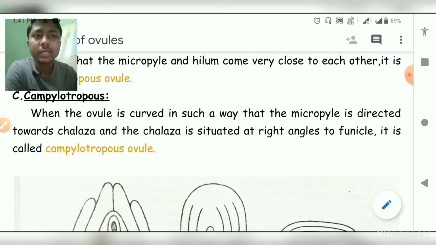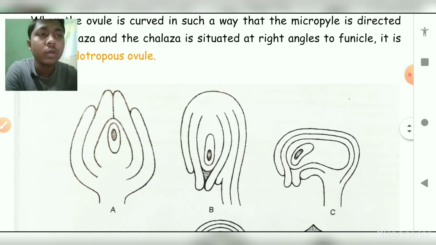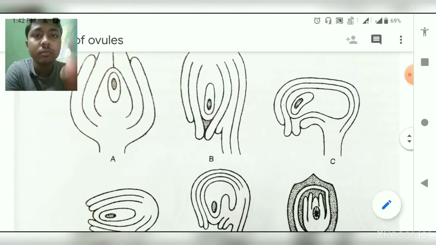So what does it say here? When the ovule is curved in such a way that the micropyle is directed toward the chalaza, the micropyle meaning the mouth of the ovule, it looks like the micropyle is directed toward the chalaza, and the chalaza is situated at a right angle to the funicle. Now we focus on the picture here.